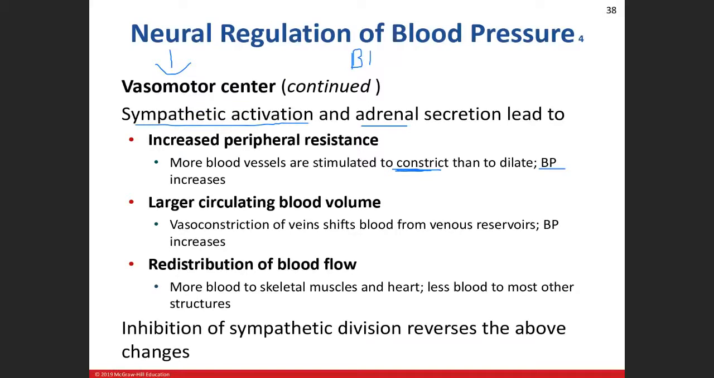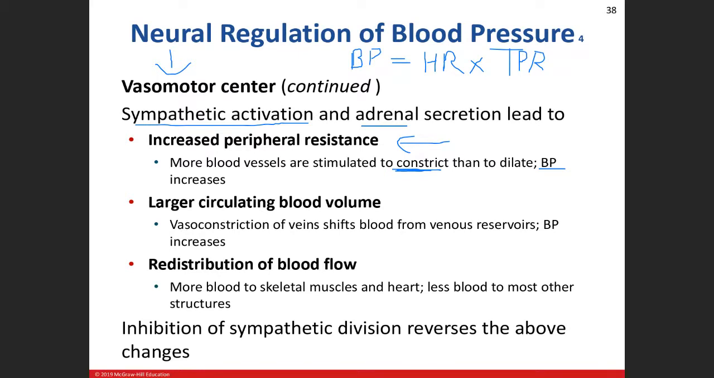BP is equal to heart rate times total peripheral resistance. Okay? So if we increase our peripheral resistance, then we're going to increase our blood pressure.